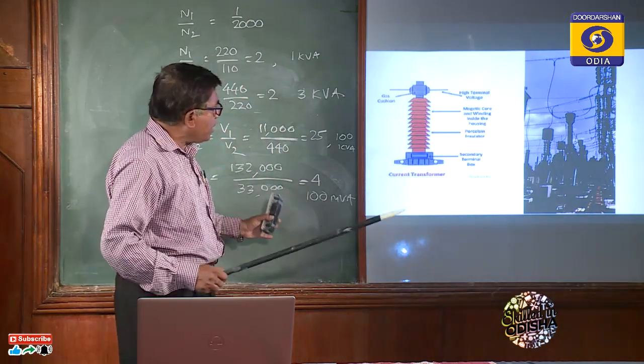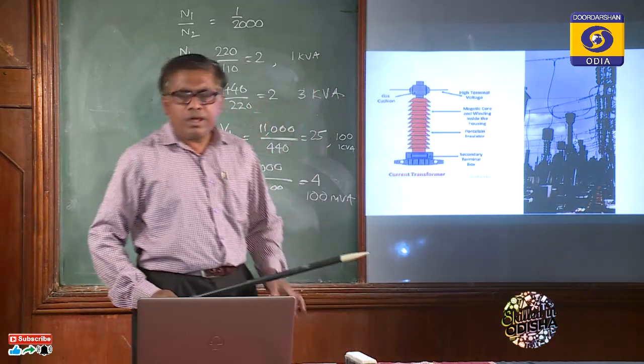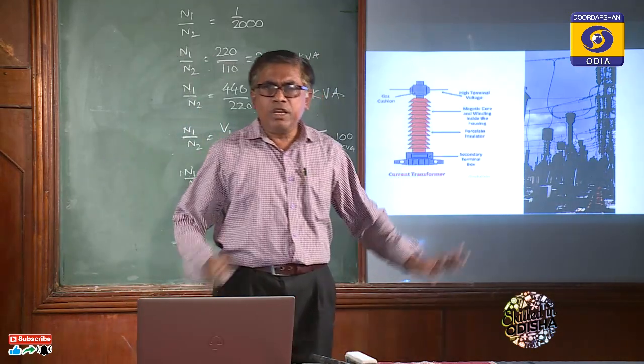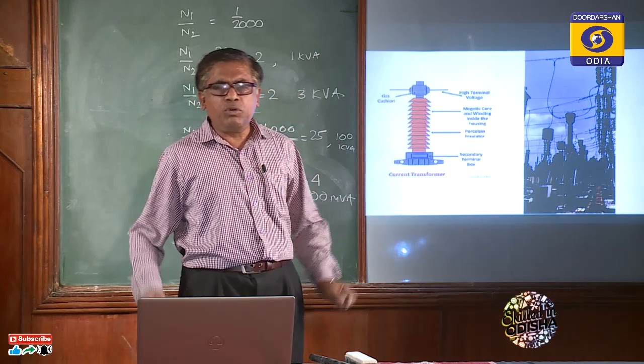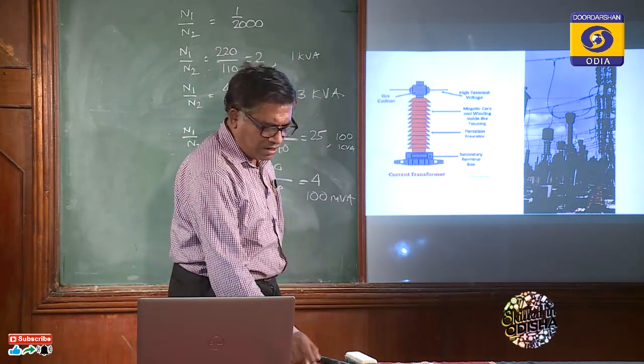Then you come to the actual practice of a current transformer. Actually what is happening? In your Kotak city, during peak hour, the current coming is 2000 ampere.